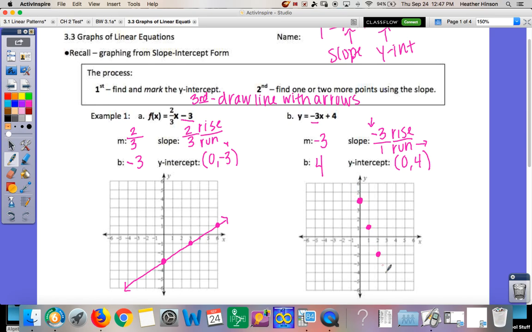So you can go through the rest of the graph and do that, or you can just stop there and draw your line with your arrows, because the graph keeps going. It doesn't stop at 6 and -6 like this graph does. It's going to go forever. Perfect. So just remember, mark your y-intercept first. Then do your rise over run. Rise can be up or down. Run has to be right. Always go to the right.